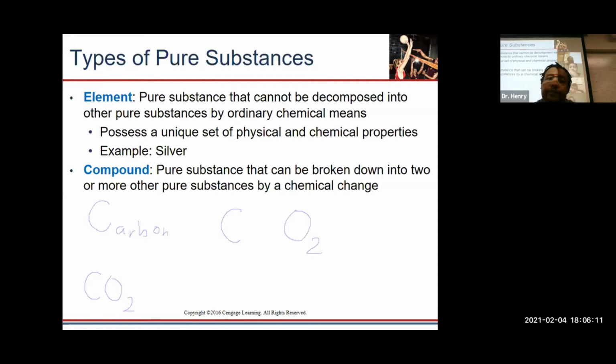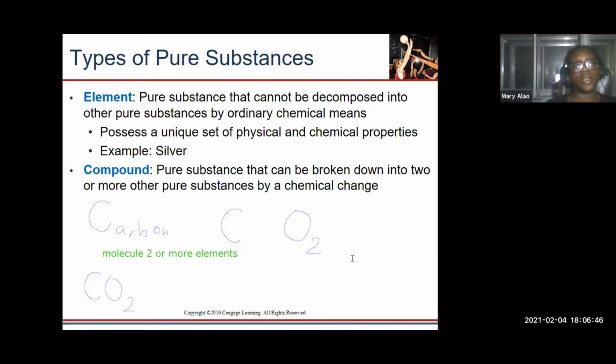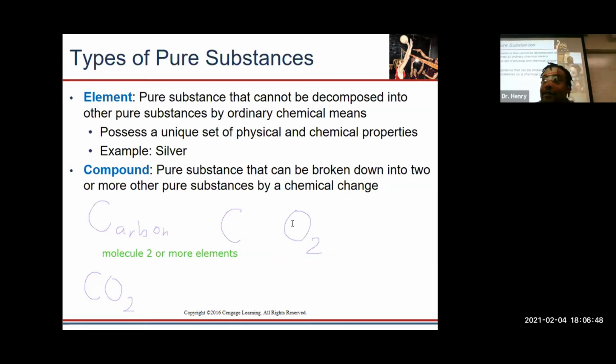A molecule is 2 or more elements. Okay, so O2, is that a molecule? Yes, because there's 2 of them, right? There's 2 oxygens, so it's 2 or more.